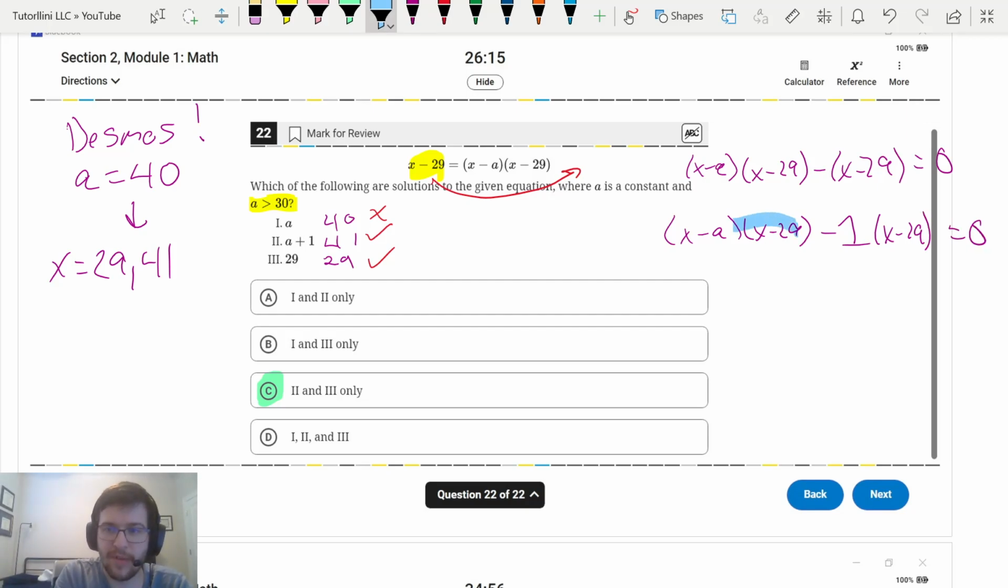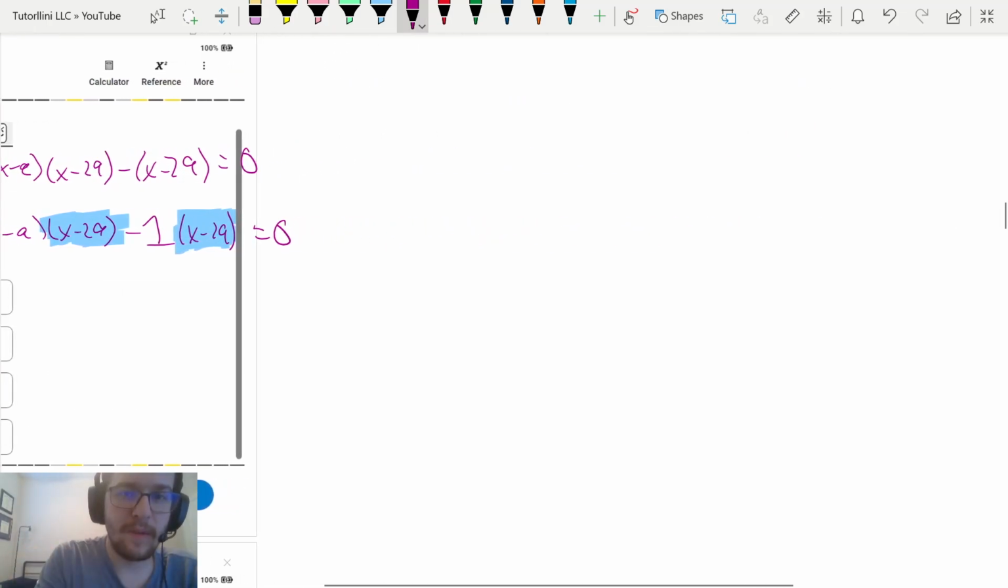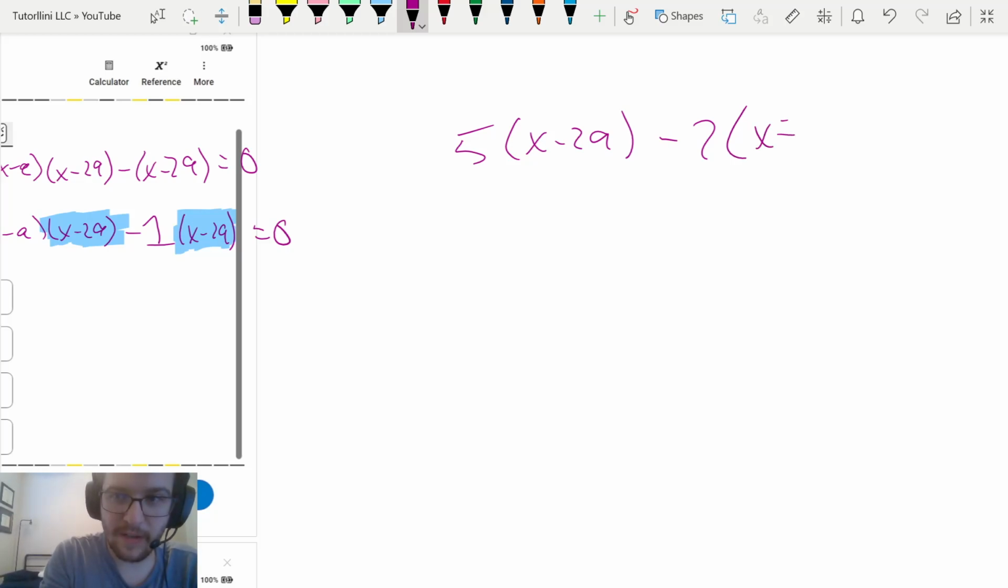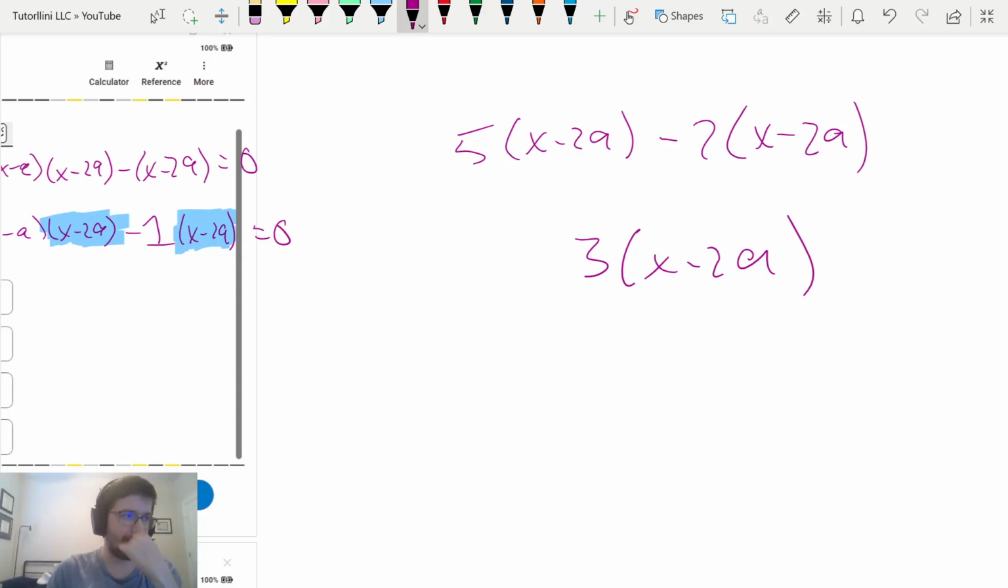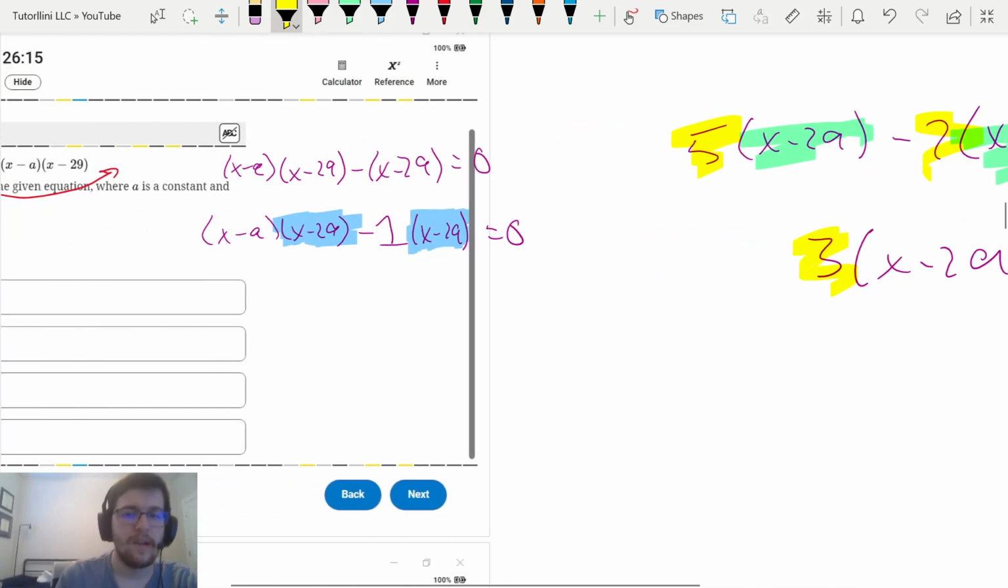Now, notice how they both have x minus 29s? So you can factor it or combine the like terms, however you want to think about it. For example, 5 x minus 29s minus 2 x minus 29s is 3 x minus 29s. I hope that makes sense. I think if you understand this one, it'll help with the harder one. So see how they're the same? We can combine the like terms, so 5 minus 2 is 3. That's what we're going to do here.